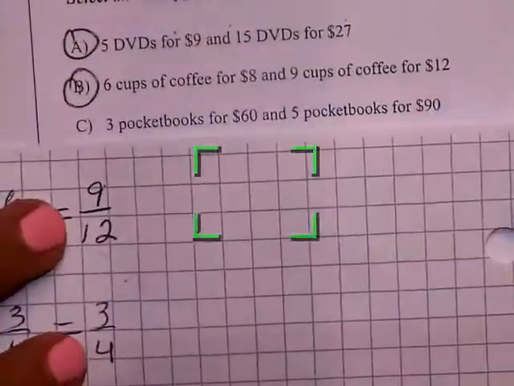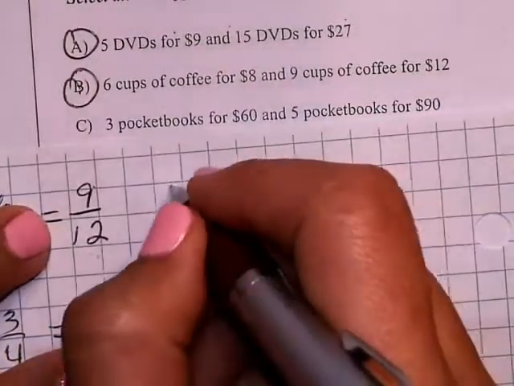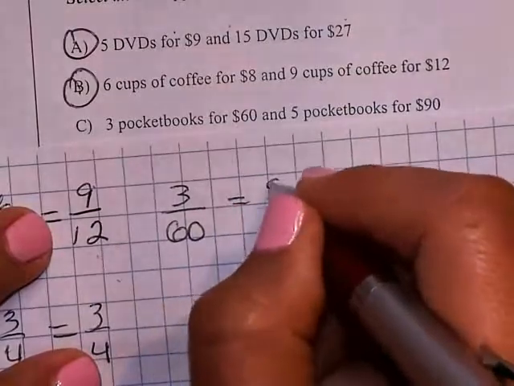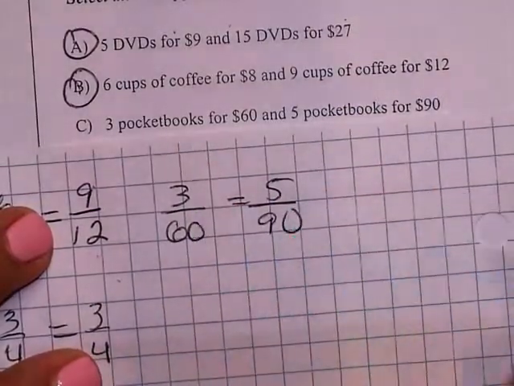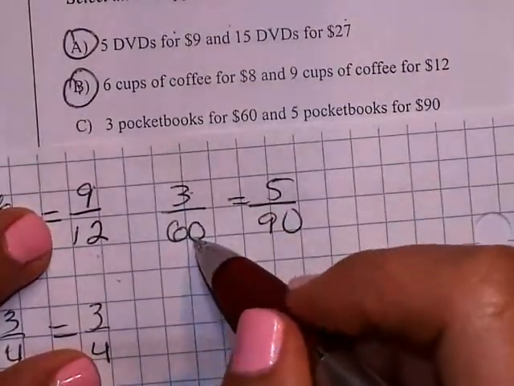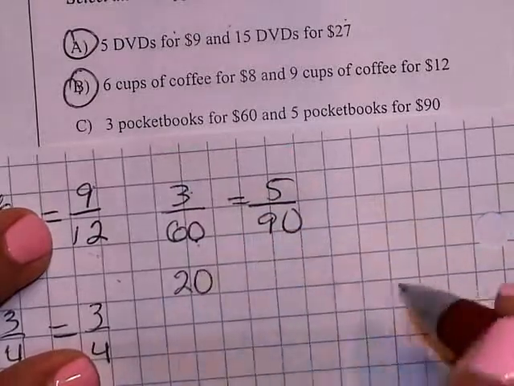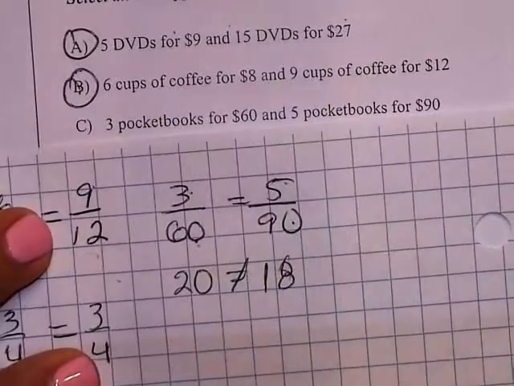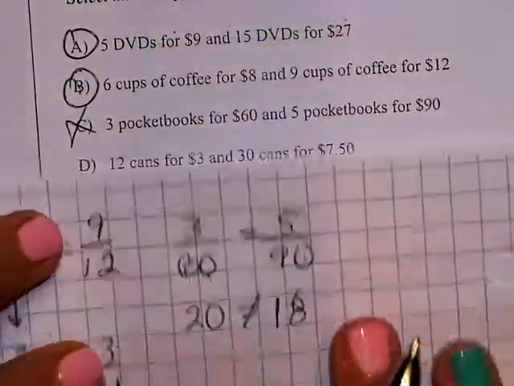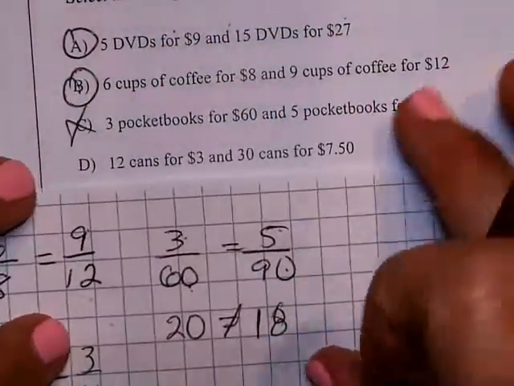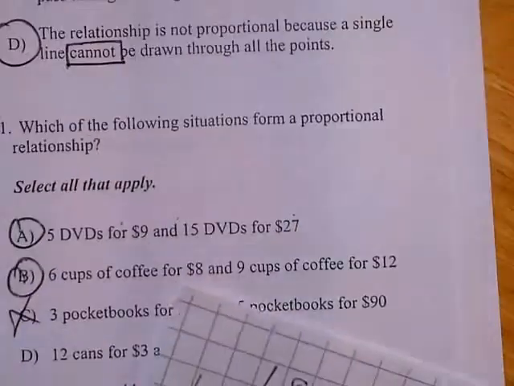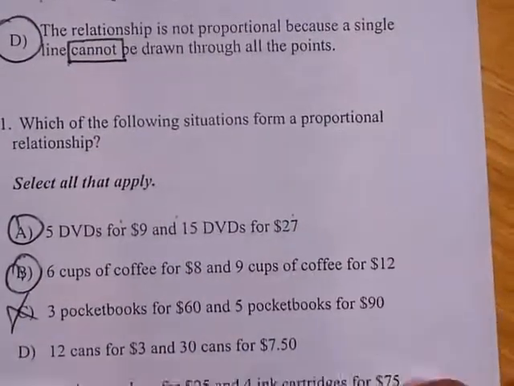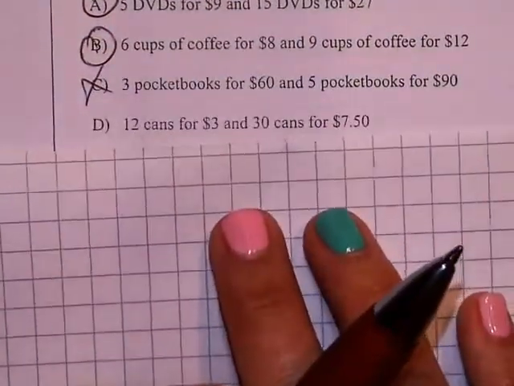All right, number 3. 3 pocketbooks for $60 is supposed to be equal to 5 pocketbooks for $90. Well, 3 goes into 60 20 times. 5 goes into 90 18 times. They do not equal, making C not an answer choice. Okay, so D.